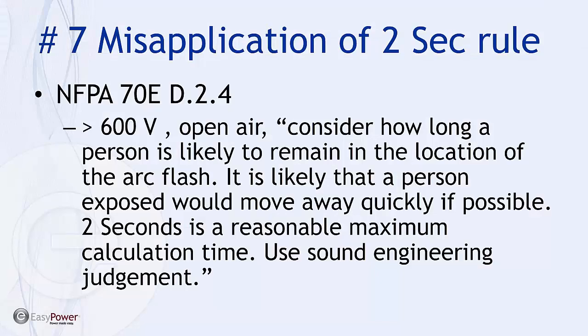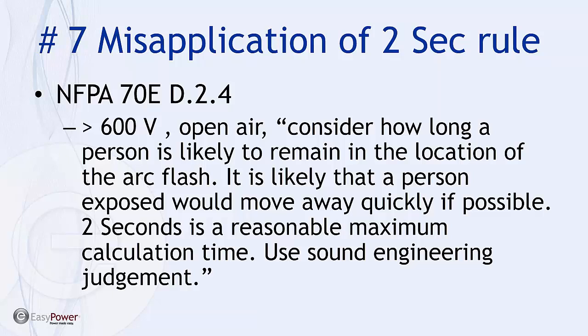So number 7 on the list, misapplication of the 2-second rule. In NFPA 70E, Appendix D 2.4, there is an excerpt that's taken right out of the IEEE guidance, and in essence, to paraphrase a little bit, for greater than 600 volts open air, consider how long a person is likely to remain in the location of an arc flash. If it is likely that a person exposed would move away quickly if possible, 2 seconds is a reasonable maximum calculation time.